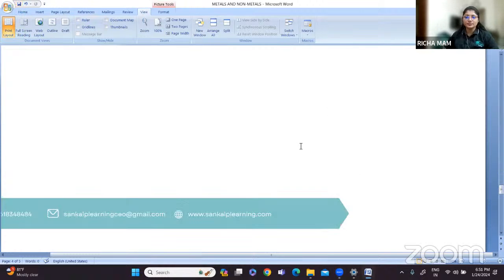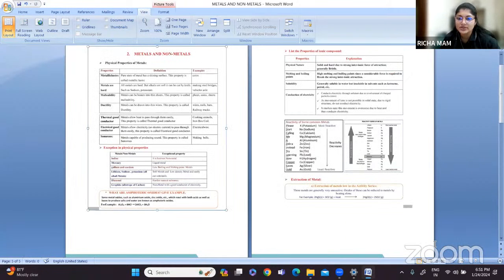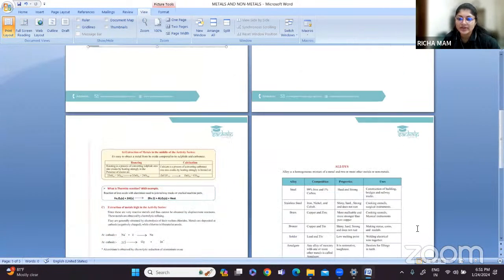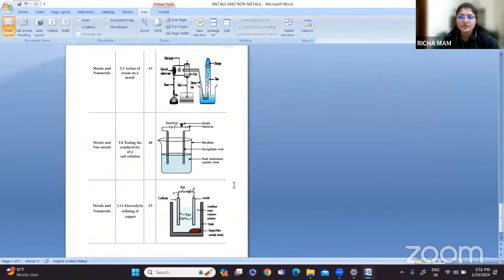Okay, is it clear? Please go through these diagrams. In the next class, I'll be telling about this. These diagrams are very important, you can see these three diagrams. The first one is action of steam on a metal, so you have to practice this diagram. Next is testing the conductivity of a salt solution, and electrolytic refining of copper. These are very important.